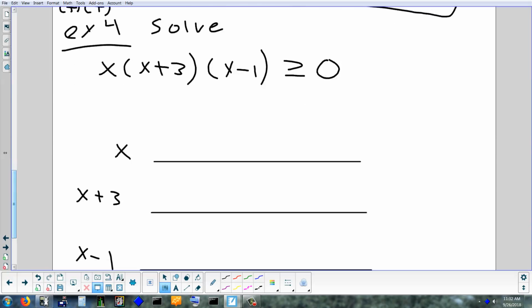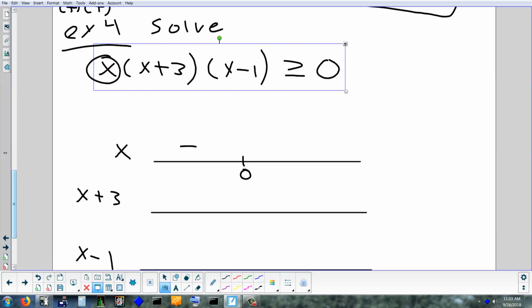Emma, for my first factor, the x, what would you plug in for x to make it 0? 0, yeah. And if you plugged in numbers smaller than that, what kind of values would you get? Negatives. And if you plugged in numbers bigger than that, what kind of values? Positives, yeah.